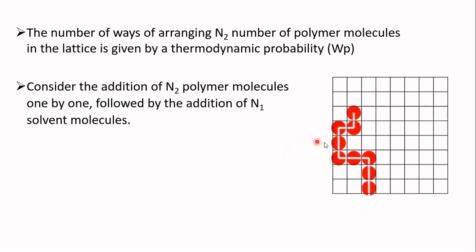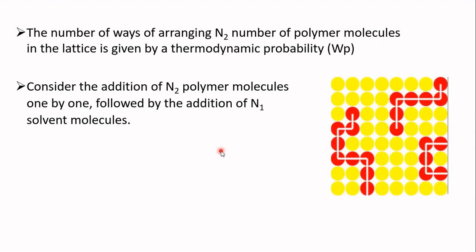See, first I am adding one polymer molecule, and then I am adding another polymer molecule, then I am adding one more polymer molecule. As all the N2 number of polymer molecules are added to the crystal lattice, then we have to add the solvent molecules.